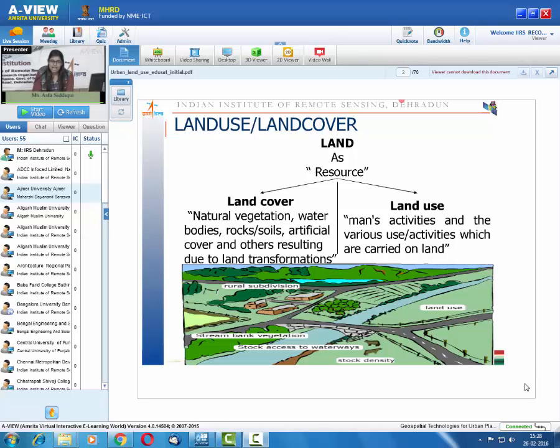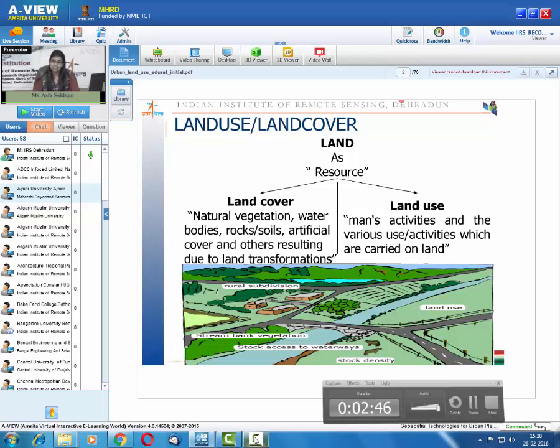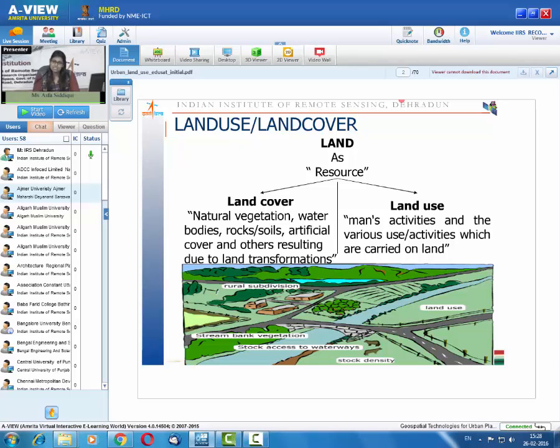Land cover and land use, when we say LULC map, we use the terms interchangeably. But what is a land cover? A land cover is the natural vegetation, water bodies, rocks or soil, artificial cover, and others due to land transformations, which are natural in nature. However, if we associate an activity with the land cover, it becomes a land use. So, by definition, the human activities and various other activities which are carried out on this land cover can be regarded as land use.